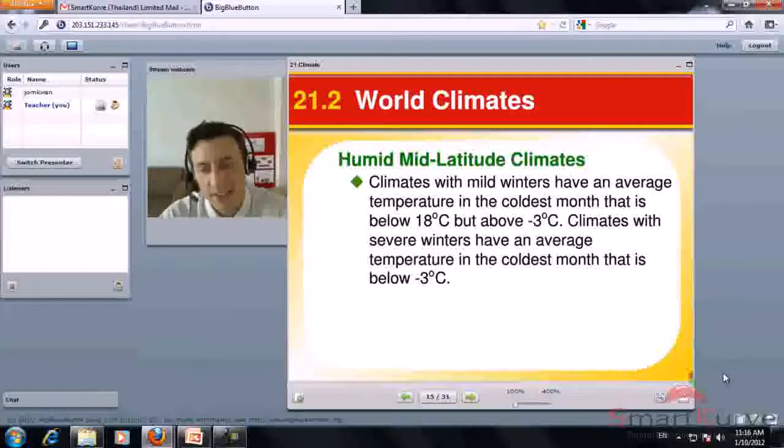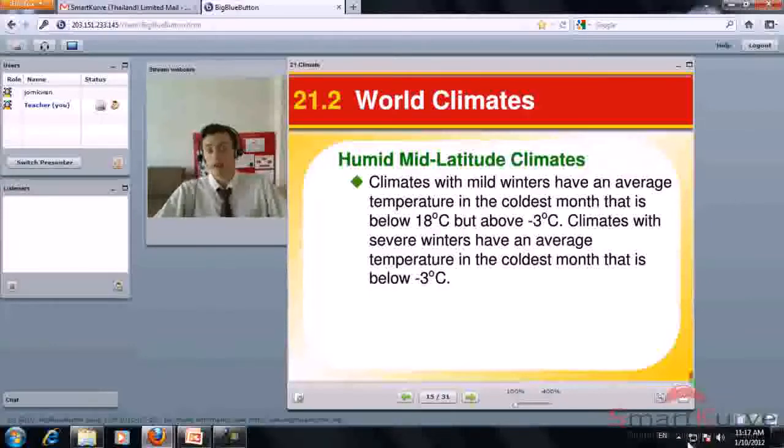Climates with severe winters have an average temperature in the coldest month that is below -3 degrees. If you go to the northern parts of the United States, north of my home, you find these colder temperatures, the severe winters.